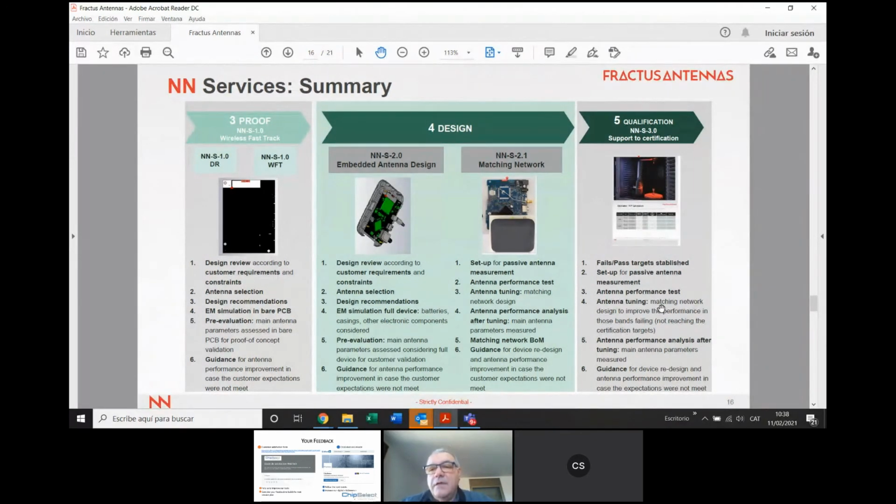And normally it passes. In case of any problem, we receive the feedback from the lab that is trying to implement the certification, and then we are modifying the matching network to balance the different energies and to achieve the different targets in the different frequency ranges.